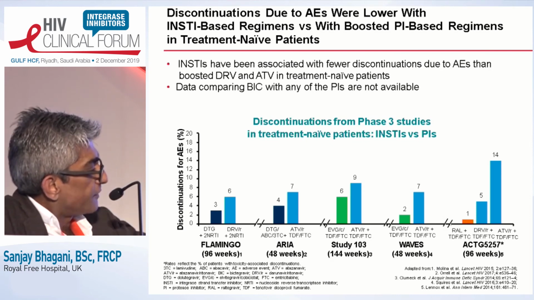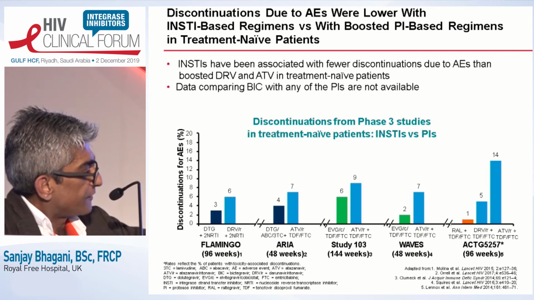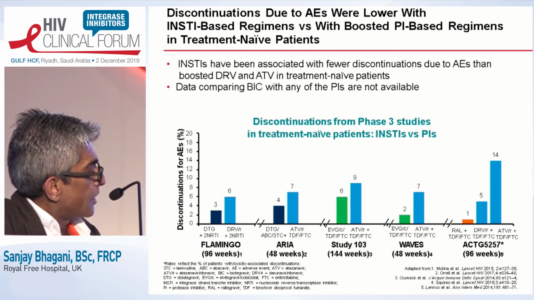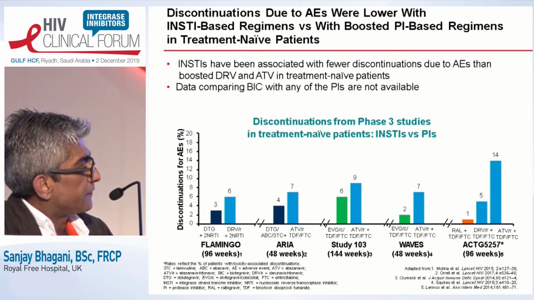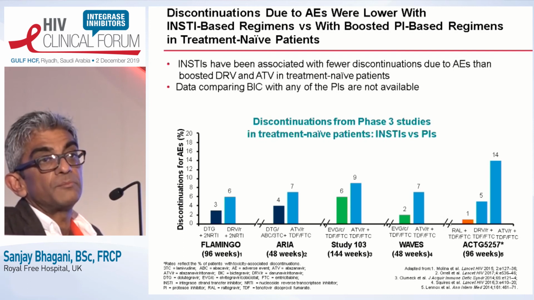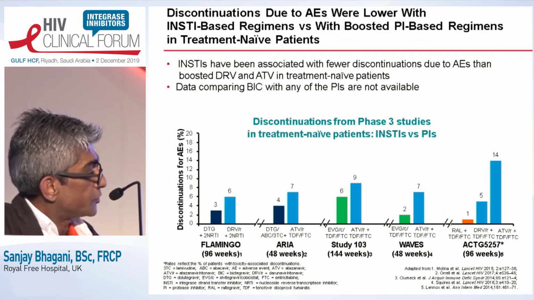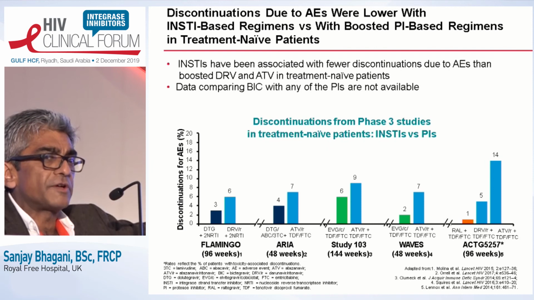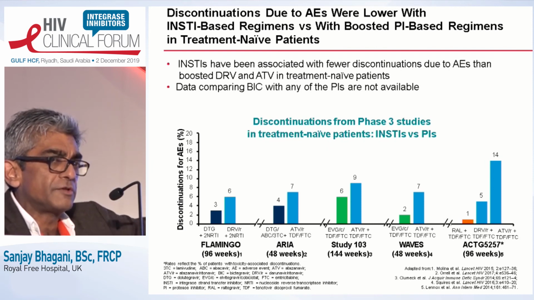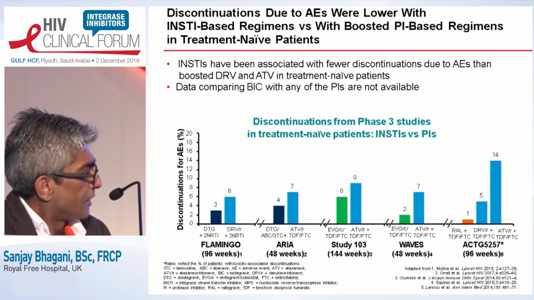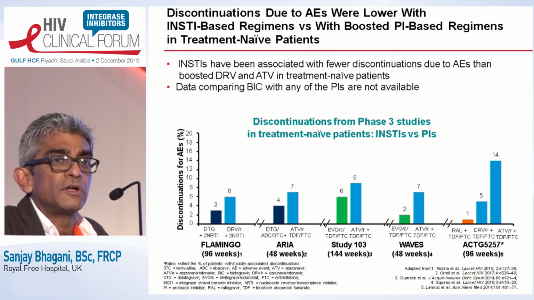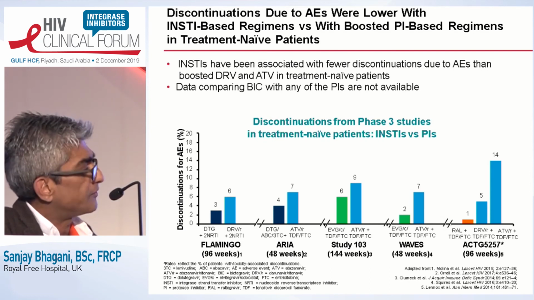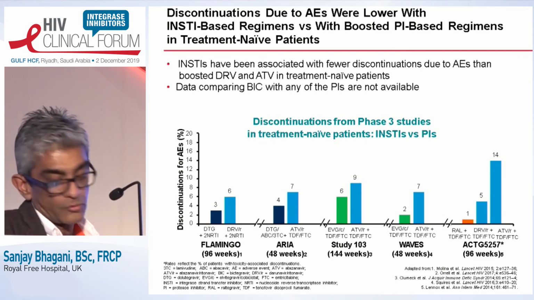And the same is true when you compare this with boosted PI-based regimens in treatment-naive patients. And again, these are some of the registration trials plus the ACTG 5257 study at the bottom, as you can see, compared to either boosted darunavir or atazanavir. The integrase inhibitors seem to be better tolerated, at least in terms of discontinuation. In the 5257 study, which compared raltegravir with atazanavir boosted with ritonavir and darunavir boosted with ritonavir, raltegravir appeared better because of the risk of discontinuation from side effects. Virologically, they were all very, very similar.